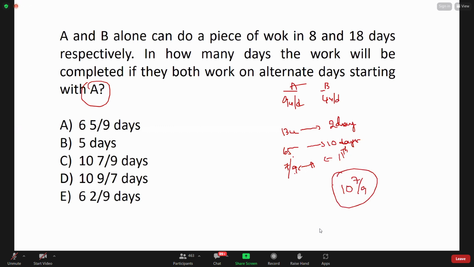If you take A the starting, so you will get the option C as the answer, no? How did you get option A as the answer? Please verify.